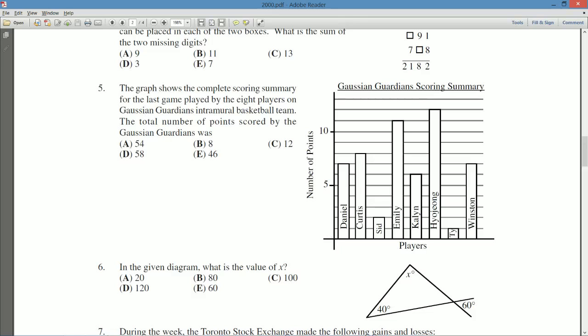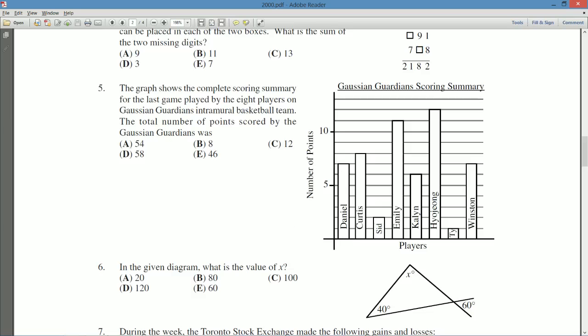So we count how many lines up a given bar is, and that's how many points each of these players, Daniel, Curtis, and Sid, have scored. For example, Sid, his bar was rather short. It's only 2 lines high, so he scored 2 points. Whereas Daniel, 1, 2, 3, 4, 5, 6, 7, Daniel scored 7 points.